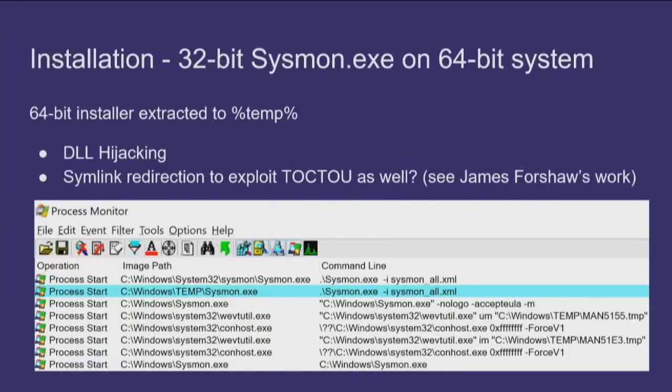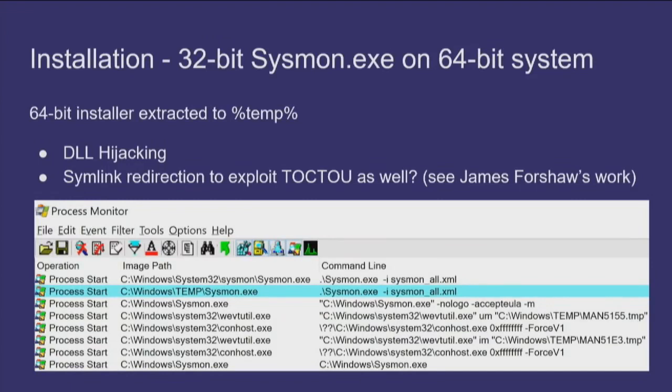As I was doing this analysis, we did realize a few interesting things. If you are using the 32-bit Sysmon on a 64-bit system, it auto extracts the 64-bit version of Sysmon to the temp folder. Usually, IT administration software is running as system. So when this happens, the installer gets written to the C drive Windows temp folder, which is writable by everybody on the operating system. As you can see here in this procmon image, this is during the installer.